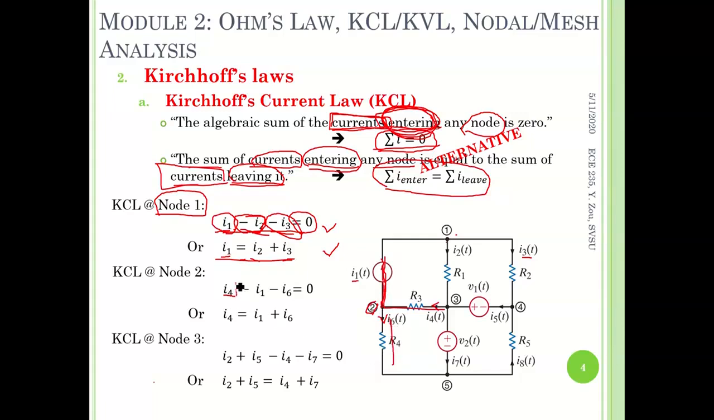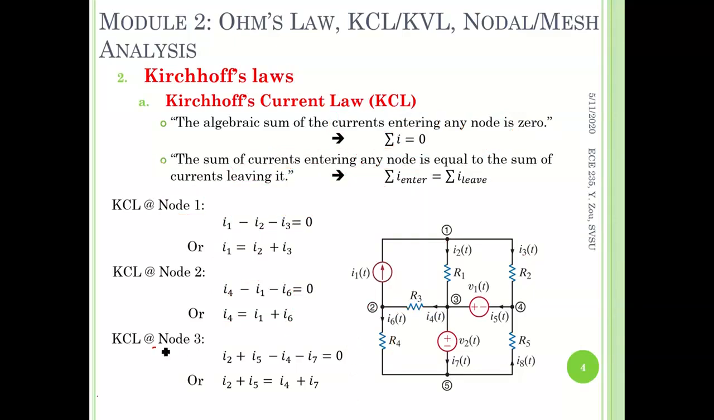In other words, I4 is entering node 2, and negative I1 and negative I6 are currents entering node 2 as well. So you sum them up together and it equals 0. Based on the second description, I4, as the current entering the node, equals the total of the currents leaving it, which are I1 and I6. So separate the currents entering the node and leaving it on two sides of the equal sign. Again, same equation. So either way works fine.